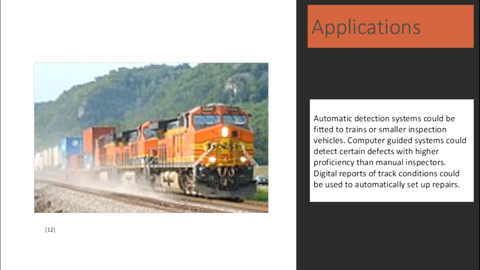And then digital reports of track conditions could be used to automatically set up repairs. Whenever the system runs into an anomaly, it could set up an automatic ping to either schedule repairs or to have a manual inspector go and check the track themselves, or to investigate further depending on what the system detects.